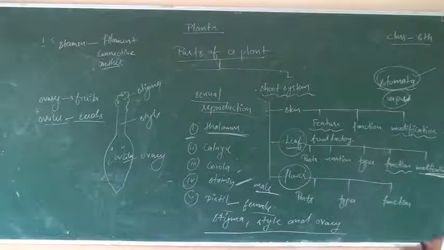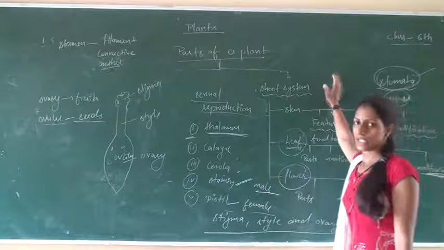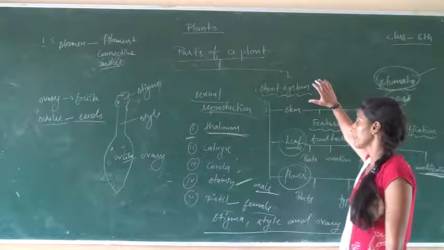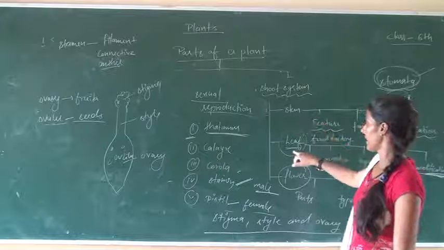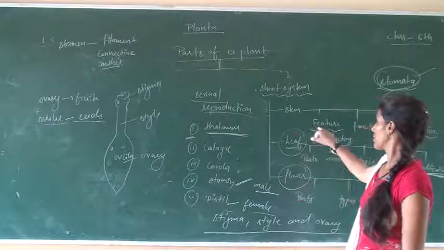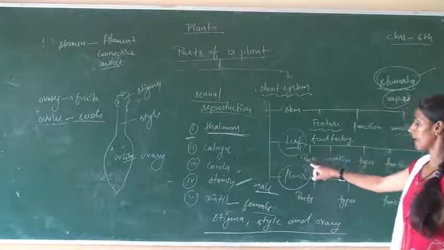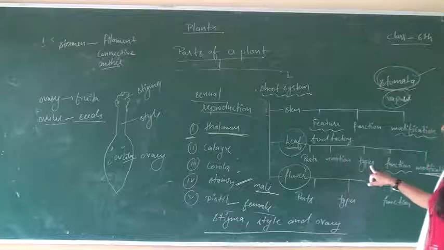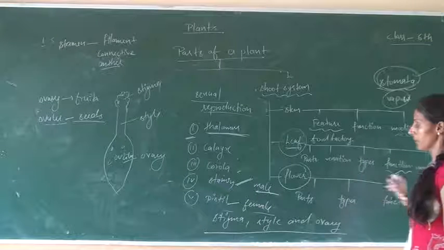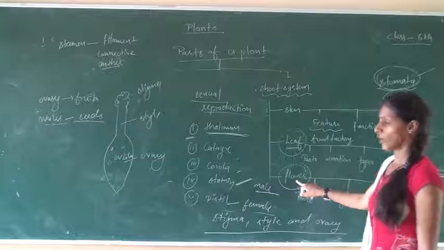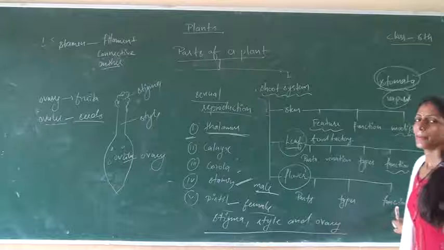Okay, students? Here we have discussed the shoot system, mainly stem, leaf and flower: features of the stem, functions and modification. After that, the leaf, parts of the leaf, venation, types of venation, functions of the leaf and modification of the leaf. And after that, the flower, parts of the flower, types of flowers and the main functions of the flower.